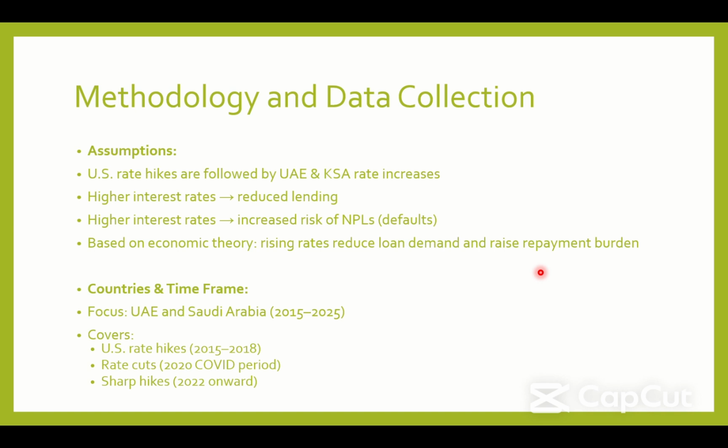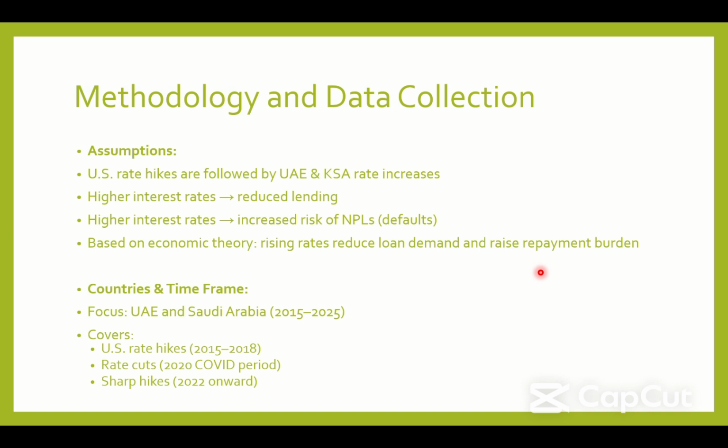Okay, now we're going on to the methodology and data collection slide. So for this study, we're making a few key assumptions. First, when US interest rates go up, interest rates in the UAE and Saudi Arabia also go up. Second, when interest rates rise, borrowing becomes more expensive, so naturally we'd expect lending to decrease. And third, higher interest rates can make it harder for people and businesses to repay their loans, which increases the number of non-performing loans or NPLs.